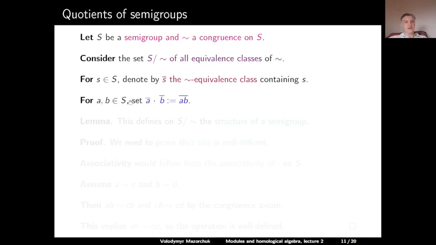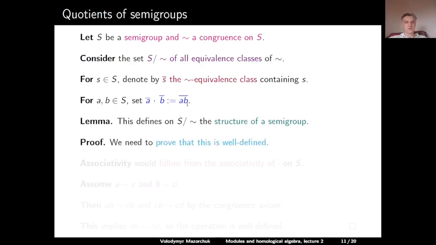For A and B in S, let us set that A overlined times B overlined is equal to the overline of the product AB. Lemma: this defines on S modulo tilde the structure of a semigroup. Proof: we need to prove that this is well defined.